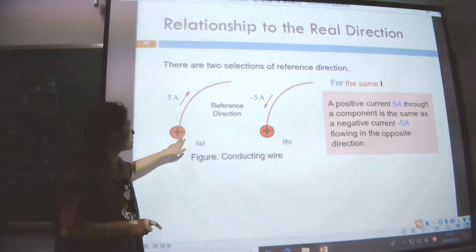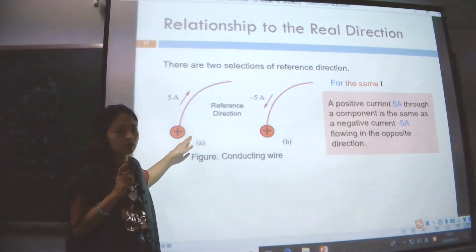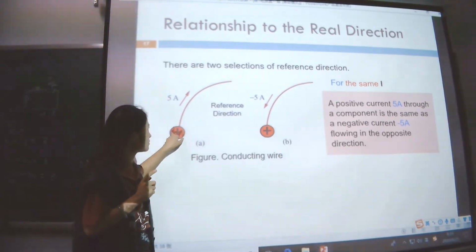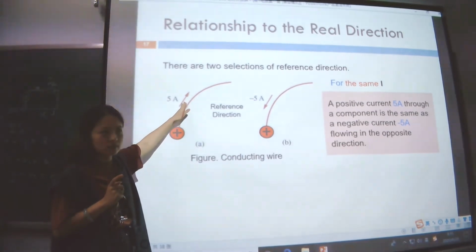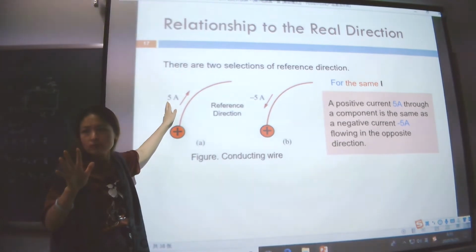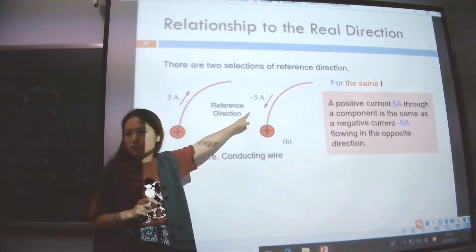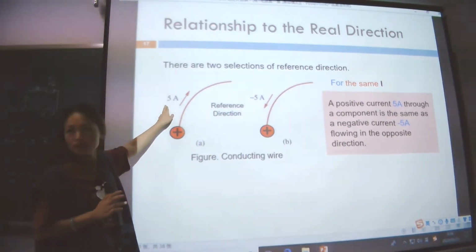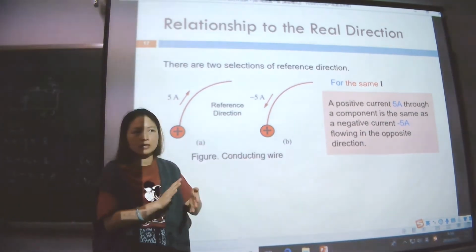So we say the current should be 5A. The real current should be 5A. When it moves from here to here, the real direction is the same as that. So we use 5 to stand for the value, and we use the sign to stand for the direction. If it is the same, we use positive. If it's not the same, we use negative. Understand? Okay.